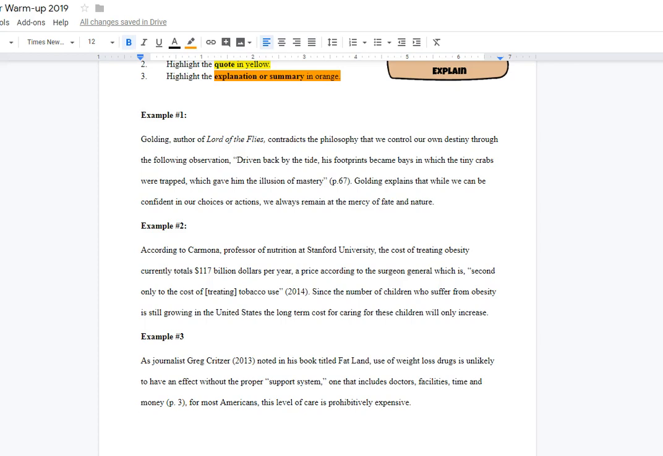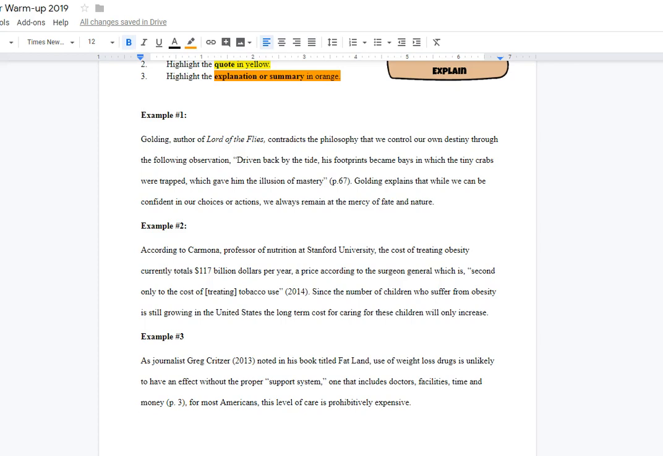Now, you need to start thinking about this as you're building your paragraphs. Read your article, read your movie, whatever it is that you're writing about. Who is the writer? What is their background? Make sure that you're adding that in. Then we're finding a credible quote, and then we're explaining that quote in our own words. Okay, Golding explains that while we can be confident in our choices or actions, we always remain at the mercy of fate and nature. Okay, that's the explanation of the quote.